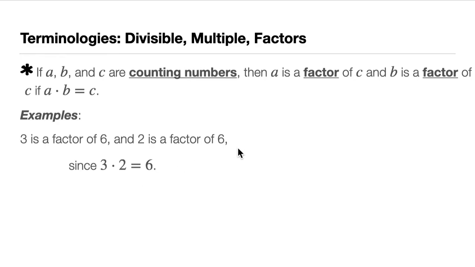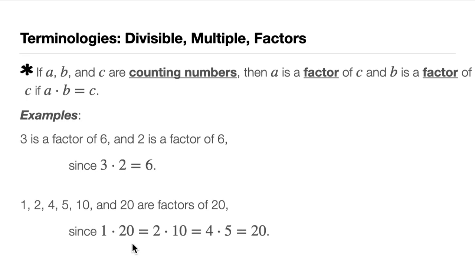Also, from our previous slide, 1, 2, 4, 5, 10, and 20 are factors of 20. How is that? Because 1 times 20 is 20, 2 times 10 is 20, and 4 times 5 is 20.